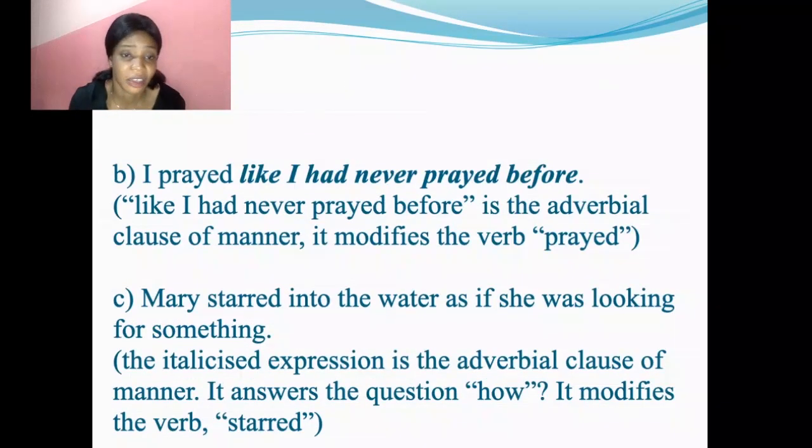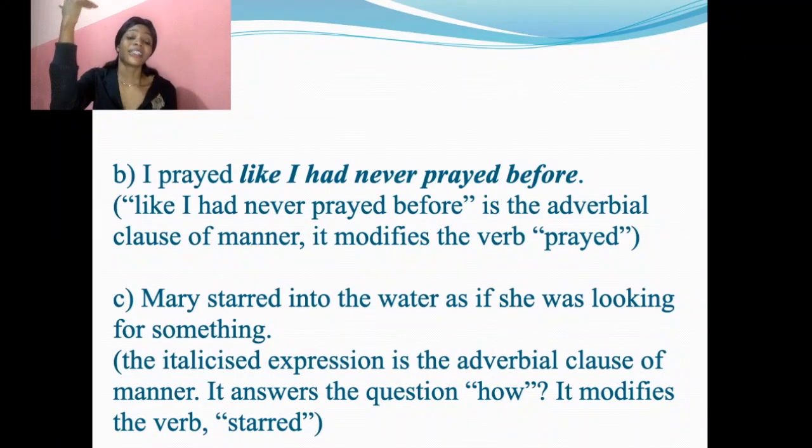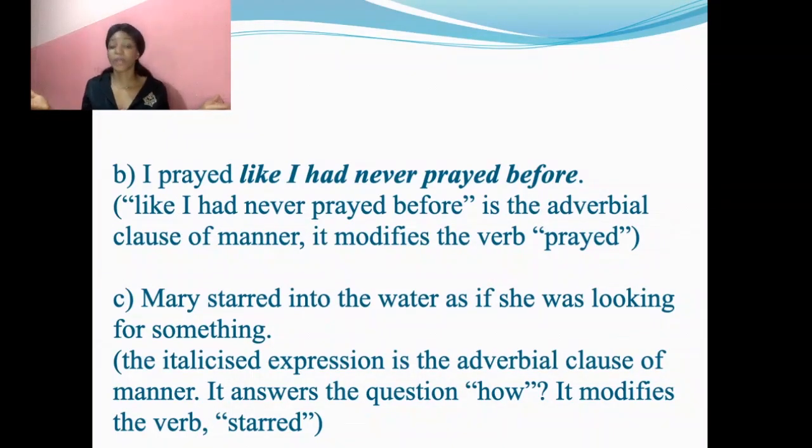Okay, let's look at example 2. Example 2 says, I prayed like I had never prayed before. Now, like I had never prayed before actually tells us the manner in which the person prayed. How did you pray? I prayed like I had never prayed before. That was how you prayed. That was the manner in which you prayed. So, like I had never prayed before is an adverbial clause of manner and it modifies the verb prayed.